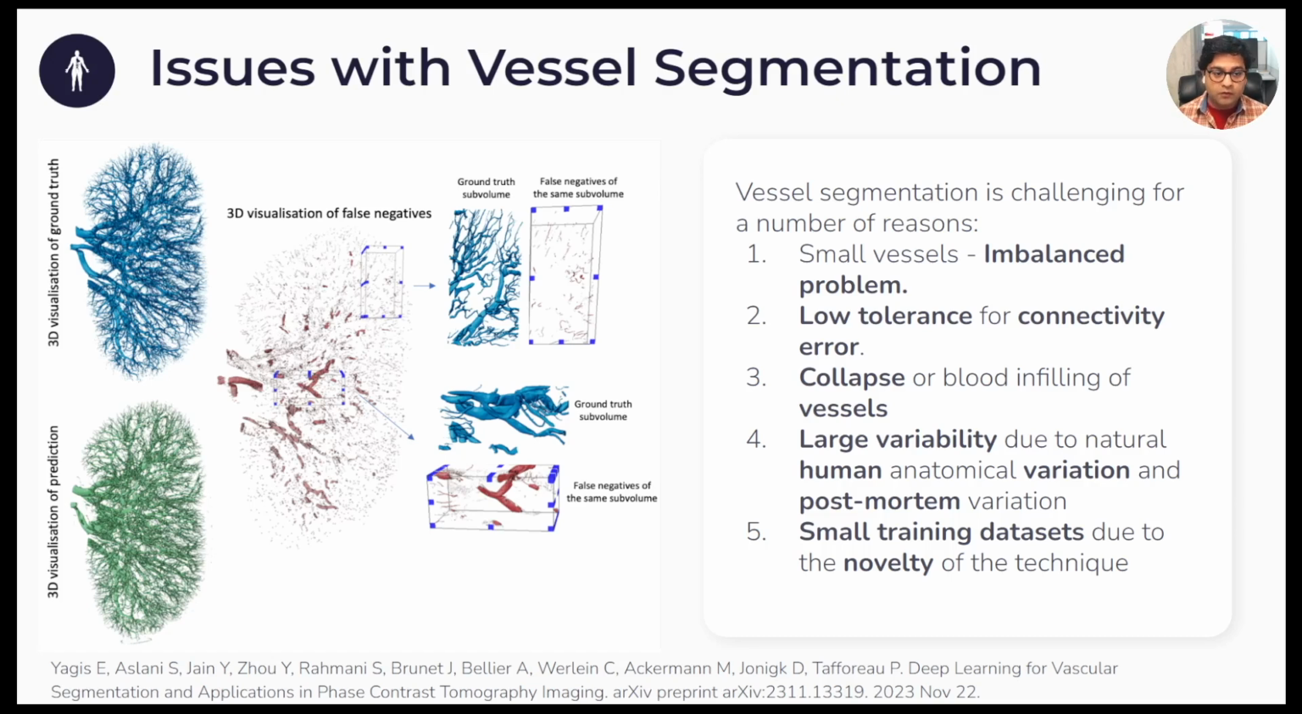We also have low tolerance for connectivity error, because the more this error grows, the noisier our signal becomes in terms of extracting quantitative data. Collapsing or blood infilling of vessels leads to issues with segmentation. There's large variability in samples due to natural human anatomical variation and post-mortem variation. And because of the novelty of the technique, there's very little training data available.